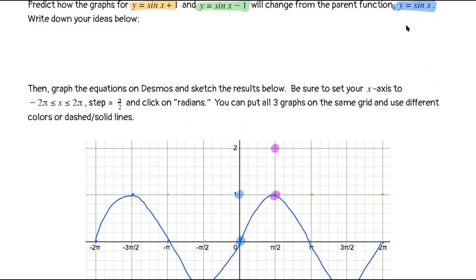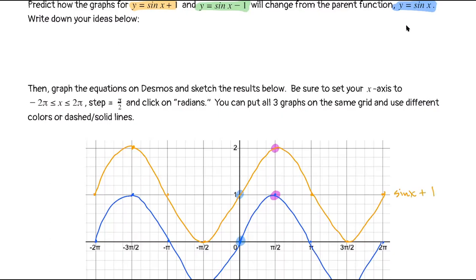And when I move them up 1, it's going to give me something kind of like this. So the shape looks the same. The amplitude is the same. The number of waves is the same. But all I've done is slide the picture up 1 unit, okay? So this one is our sine x plus 1.